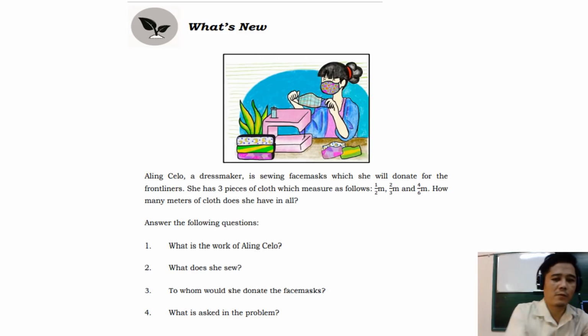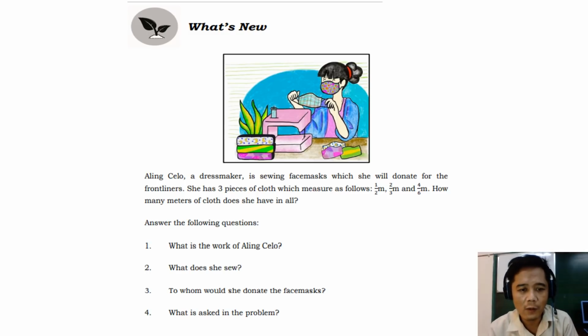I think it is on page 13. Aling Shelo, a dressmaker, is sewing face masks which she will donate for the frontliners. She has 3 pieces of cloth which measure as follows: 1/2 meter, 2/3 meter, and 4/6 meters. How many meters of cloth does she have in all? So we have 4 questions here. We have to answer these questions.